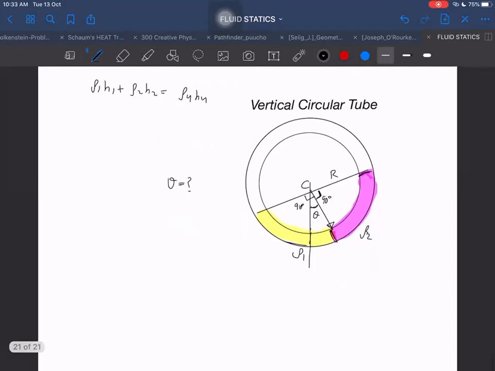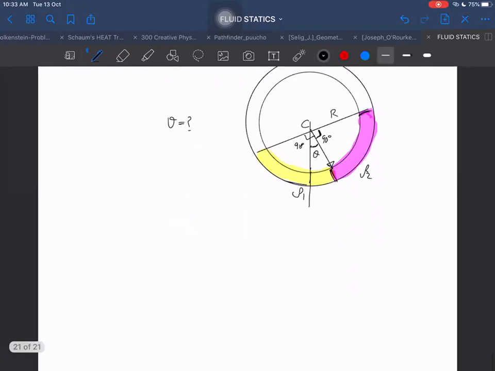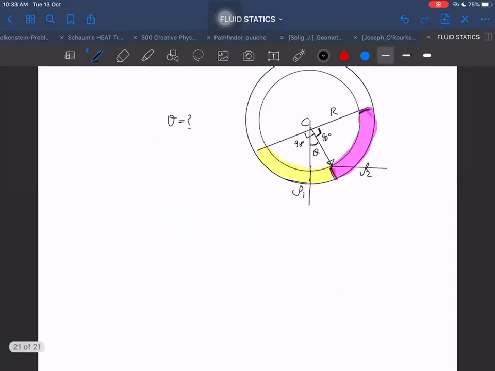Getting the answer? Use the same logic. It depends only on the vertical side. You know that or not? Let this side be H1. Let this side be H2.